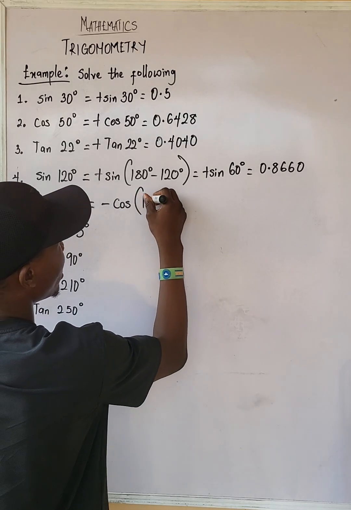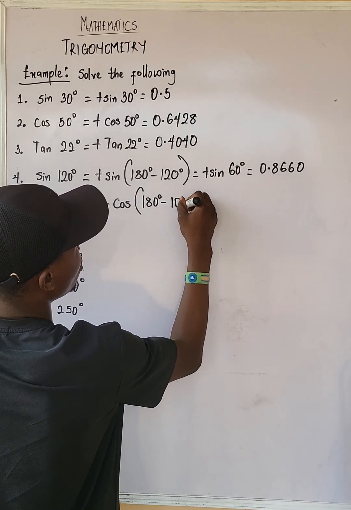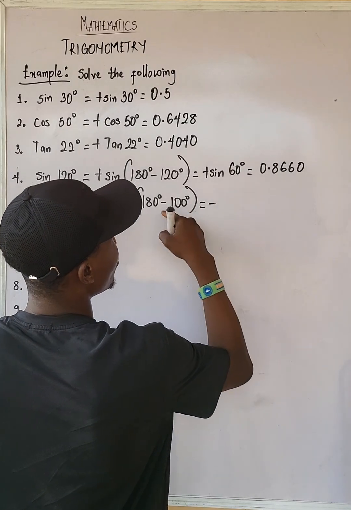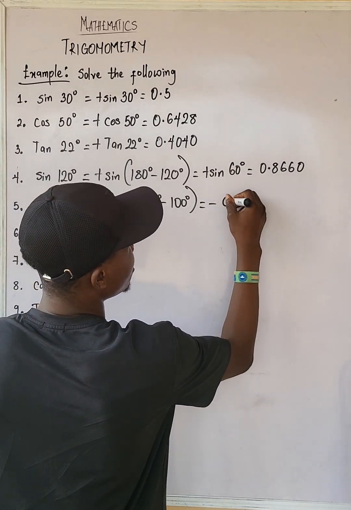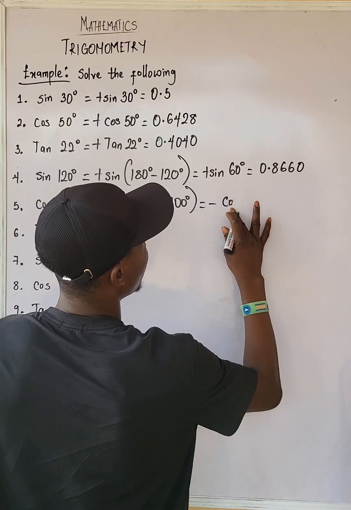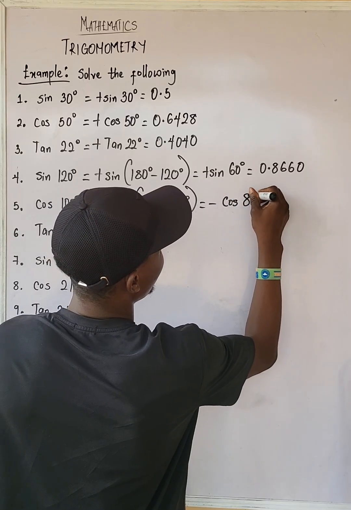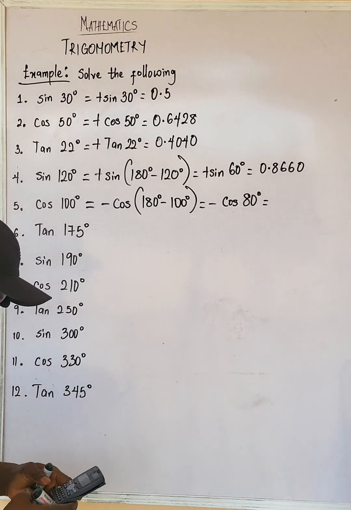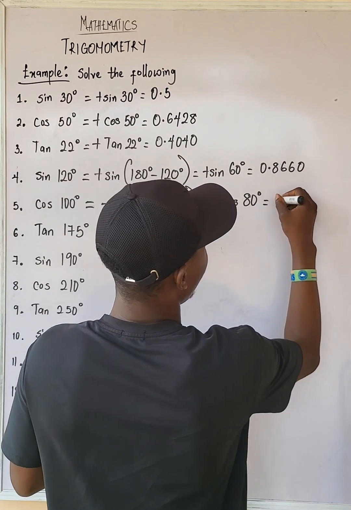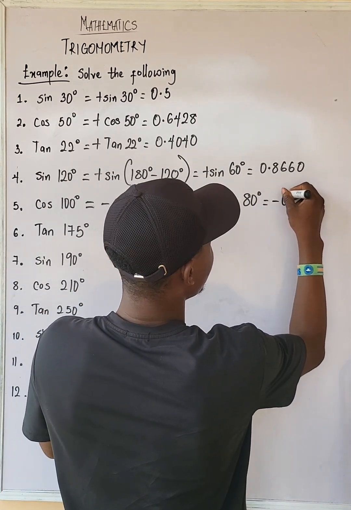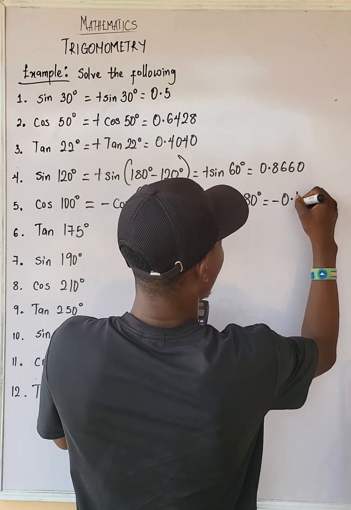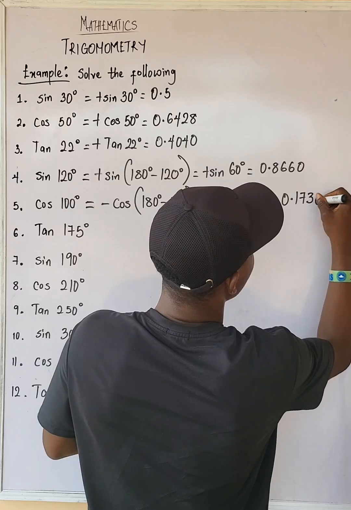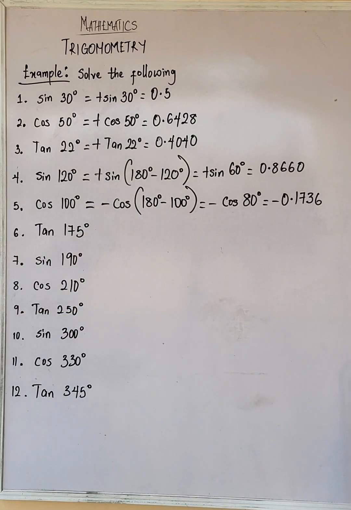Then how do you now get the angle there? You know, we say 180 degrees minus that angle, which is 100 degrees. So 180 minus 100 will give us 80 degrees, right? So, what is cos 80 degrees? That will give us minus 0.1736. You understand?